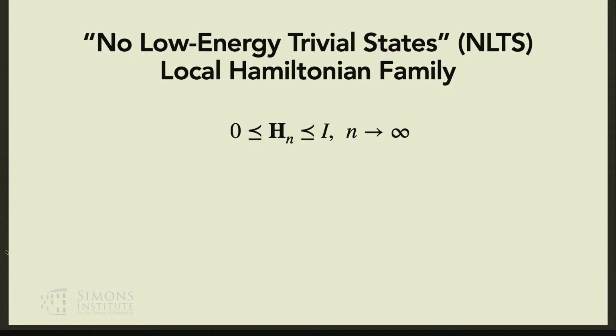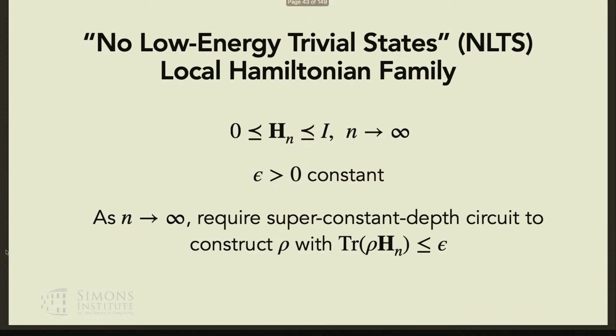And we want a set of local Hamiltonians with the number of qubits going to infinity, along with some positive constant epsilon, such that as n goes to infinity, you need super constant circuit depth to construct epsilon low energy states of these Hamiltonians. So the family is NLTS if there's no family of constant depth circuits that can construct states rho for all of these Hamiltonians H, such that all of these states rho have energy at most epsilon with respect to the Hamiltonians. So this is the definition of an NLTS local Hamiltonian family.